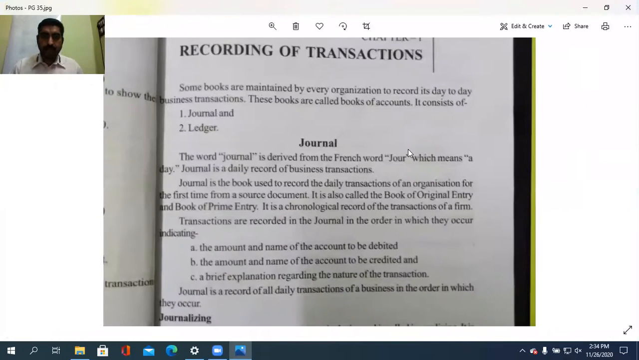Under the recording, some books are to be maintained by every organization to record its day-to-day activities. These books are called the books of accounts, and they consist of the journal and the ledger. What is a journal? What is a ledger? That you need to understand now. There are some books maintained by each and every organization or firm in order to record its day-to-day operations.